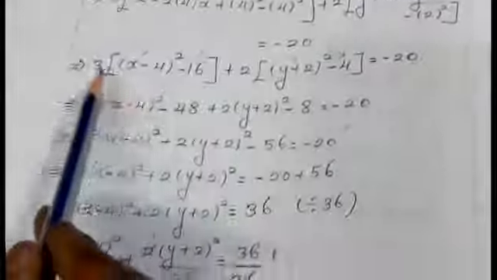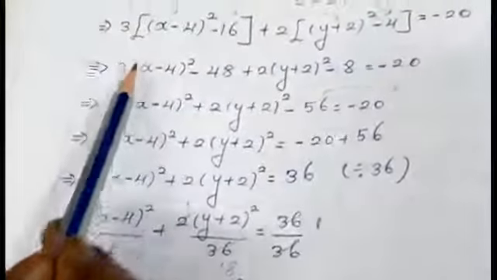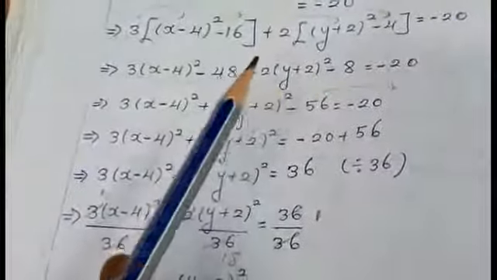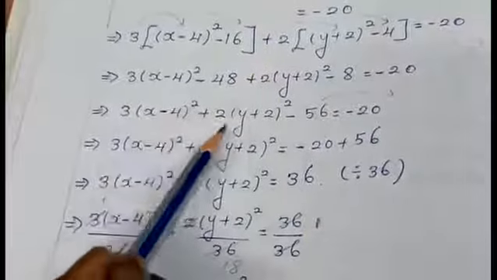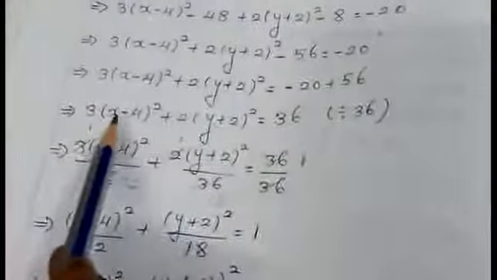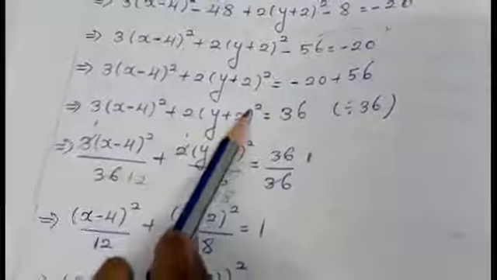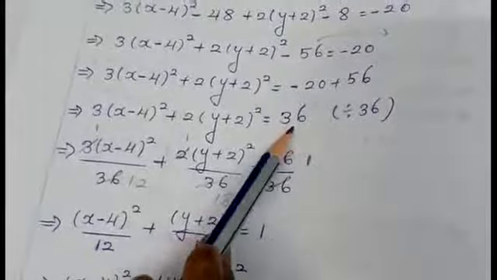Just simplify the term. You are going to see that simplification, students. After simplifying, you are going to make a small adjustment to the sums, and after doing all these works you will be getting it in this format, that is 3 into x minus 4 the whole square plus 2 into y plus 2 the whole square equal to 36.